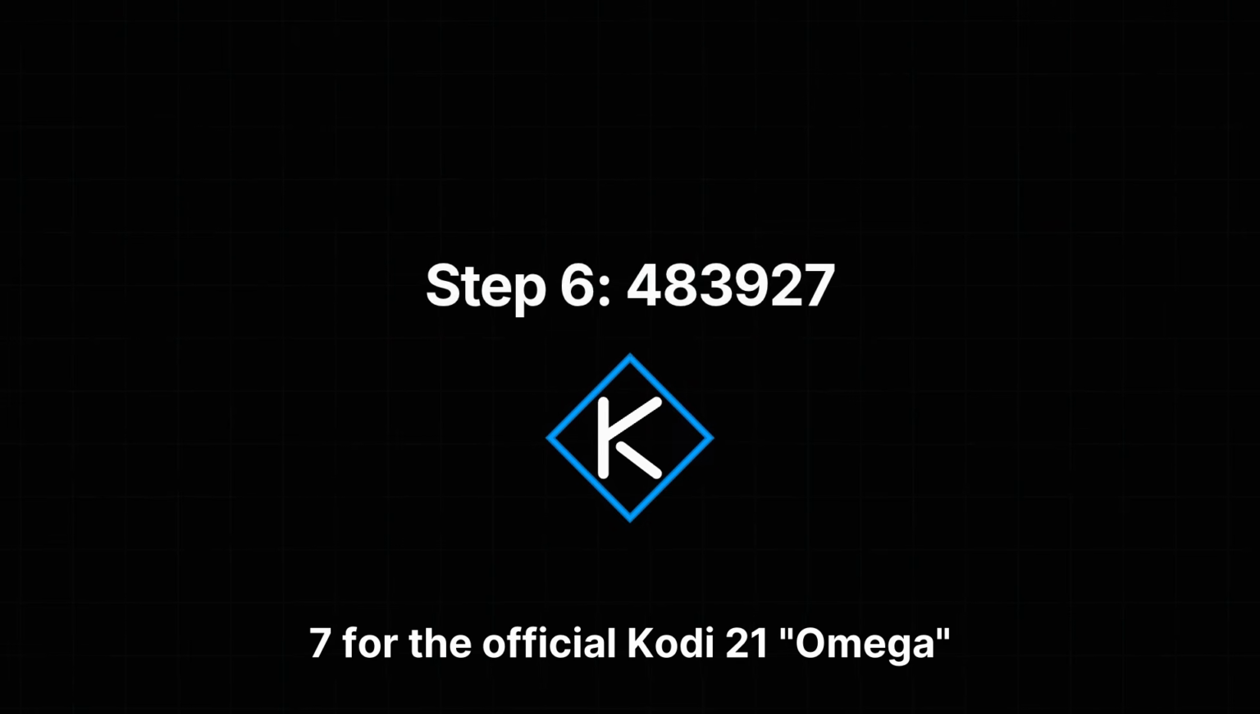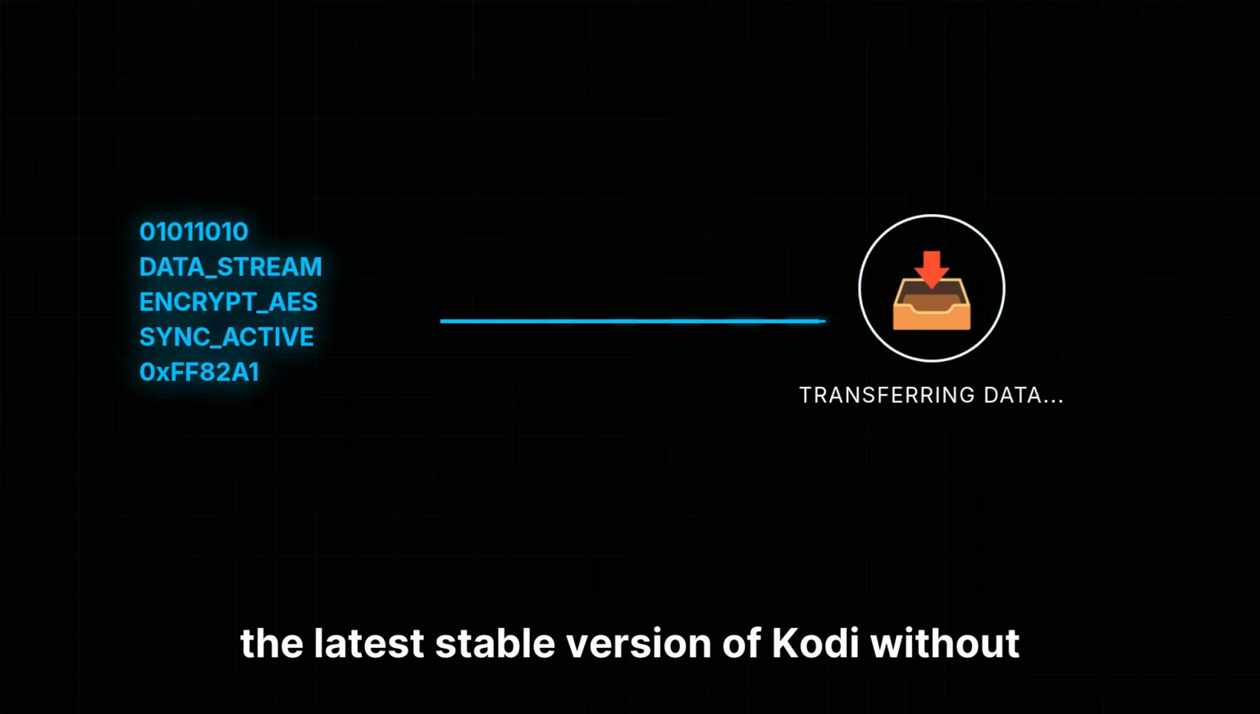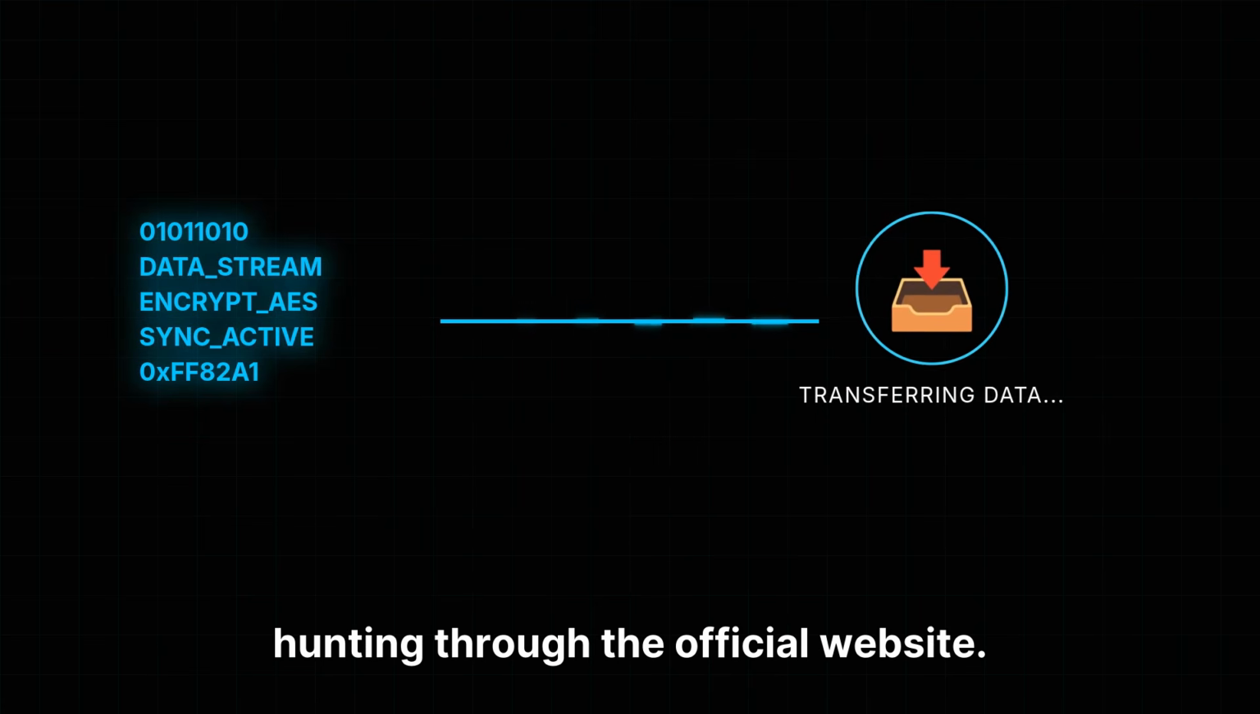Step 6. Enter code 483927 for the official Kodi 21 Omega build. This is the fastest way to get the latest stable version of Kodi without hunting through the official website.